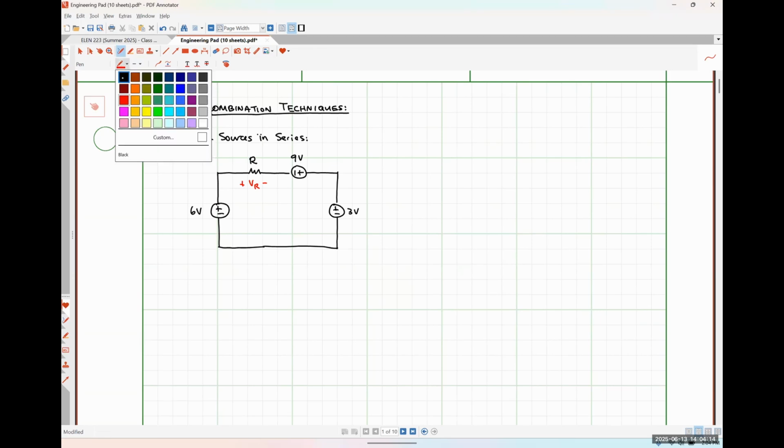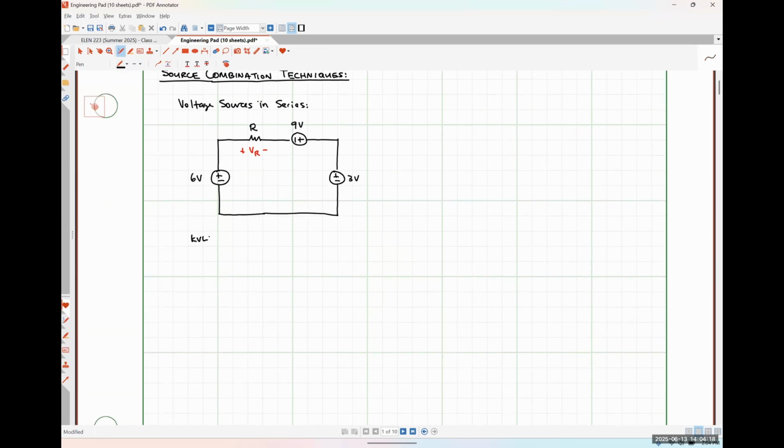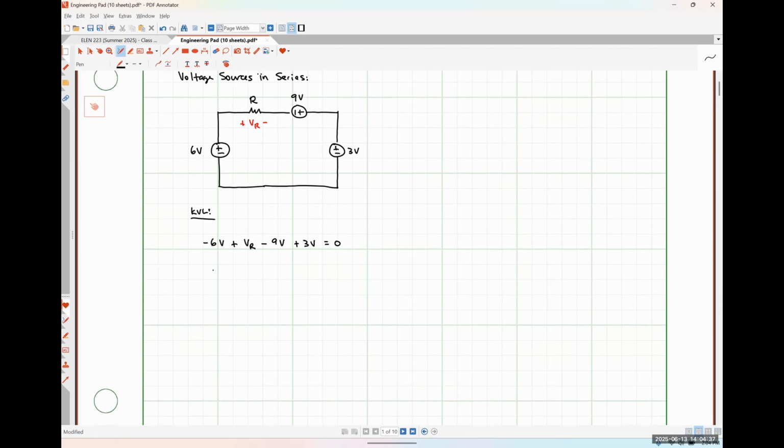Okay. So if we were to apply Kirchhoff's voltage law around this loop, what we'd wind up getting is negative 6 volts plus VR minus 9 volts plus 3 volts is equal to 0. We could rearrange this and find that the voltage drop across our resistor is just going to be positive 6 volts plus 9 volts minus 3 volts, where I flipped the sign on all of those voltage sources because I moved them to the other side of the equal sign. And putting all of that together, we wind up finding that the resistor sees a total of 12 volts.